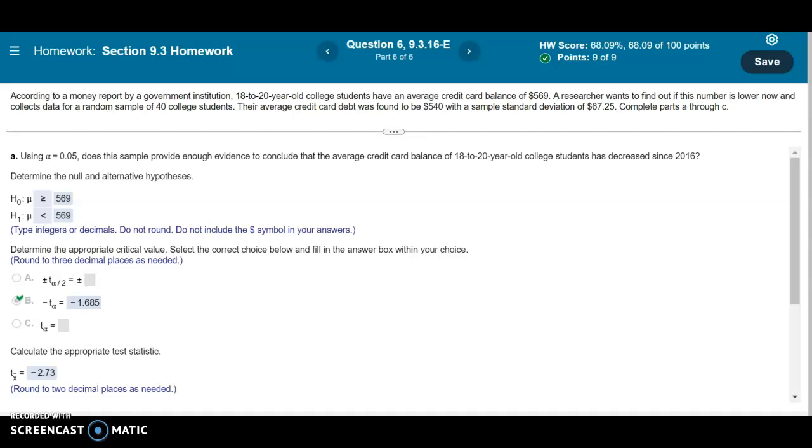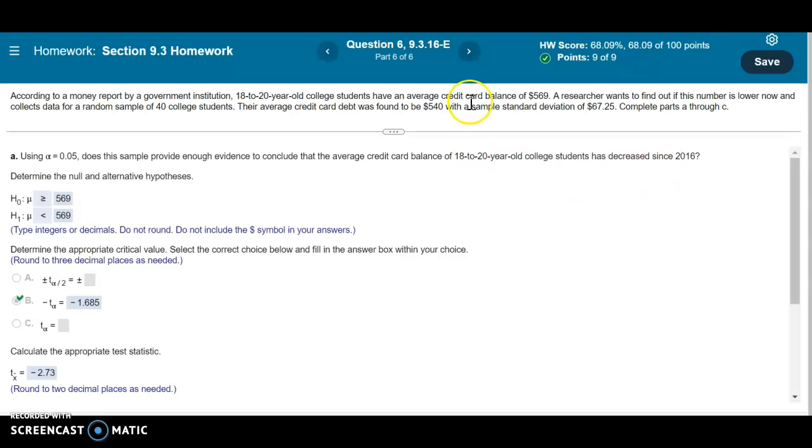Okay, we're going to be looking at hypothesis testing, but we're actually going to have to form the hypothesis this time. So I'm not going to read all of this, but I want to go to part A. It says, provide enough evidence to conclude that the average credit card balance has decreased since 2016.